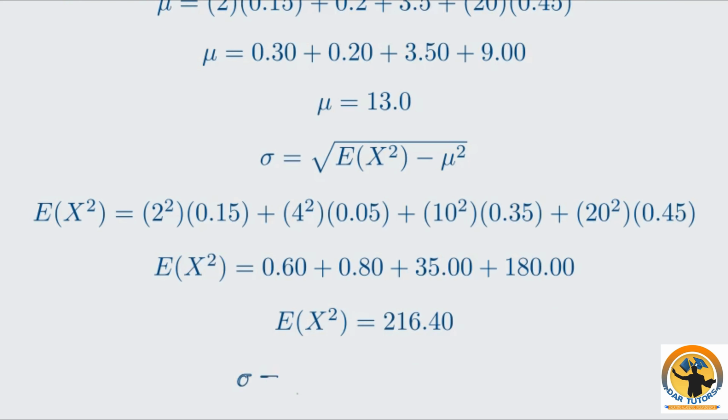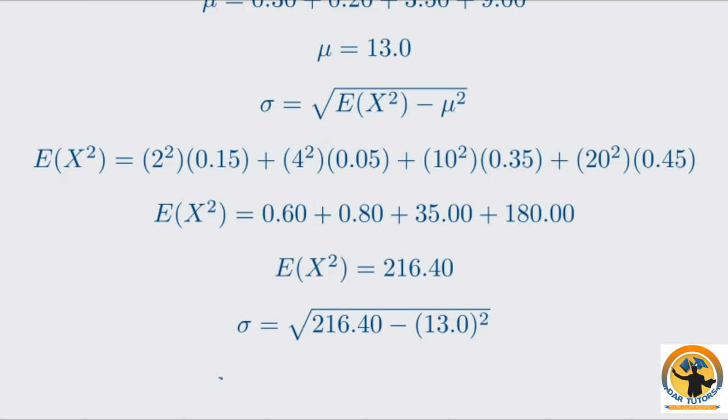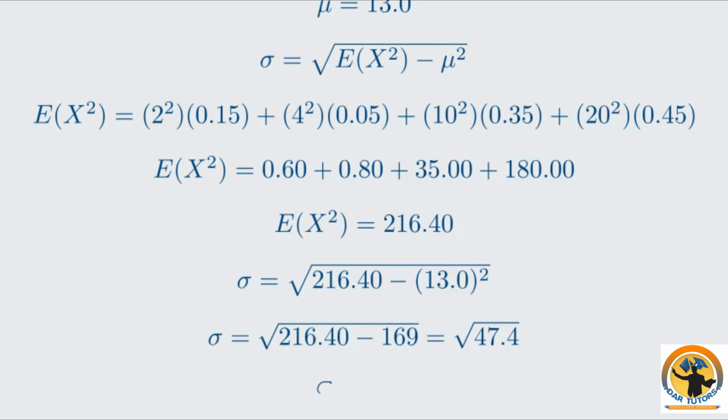Now we can find the standard deviation. It's the square root of EX squared minus mu squared, which is 216.40 minus 13.0 squared. This simplifies to the square root of 216.40 minus 169, which is the square root of 47.4. Calculating the square root, we get a standard deviation of approximately 6.88. This is the final part of our problem.